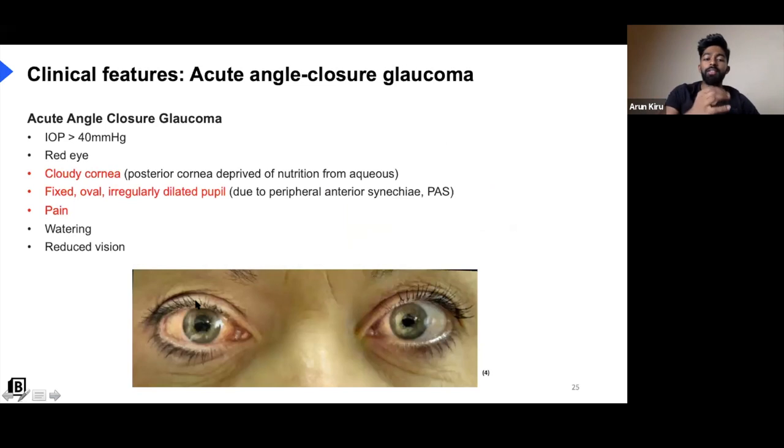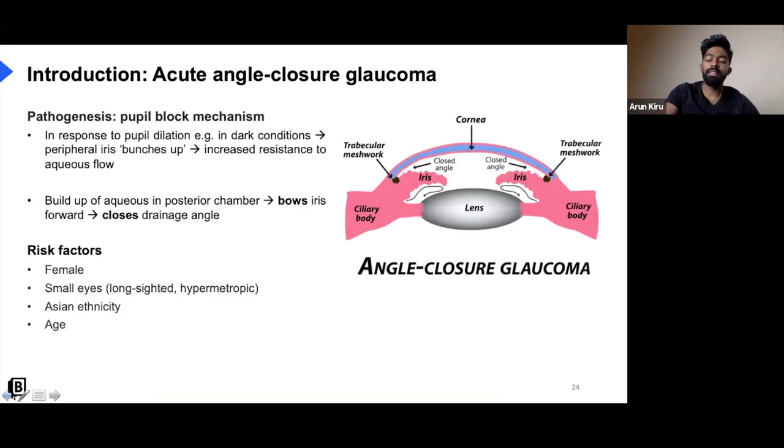The pupil becomes fixed, oval, and irregularly dilated. So basically, remember we talked about posterior synechiae, the adhesions in anterior uveitis, which are here. Here you get adhesions here. So the anterior iris sticks to the trabecular meshwork. If you think of it as zipped shut, it stays shut. So that pupil just can't come back and constrict. So it's synechiae because it's adhesions from the iris.